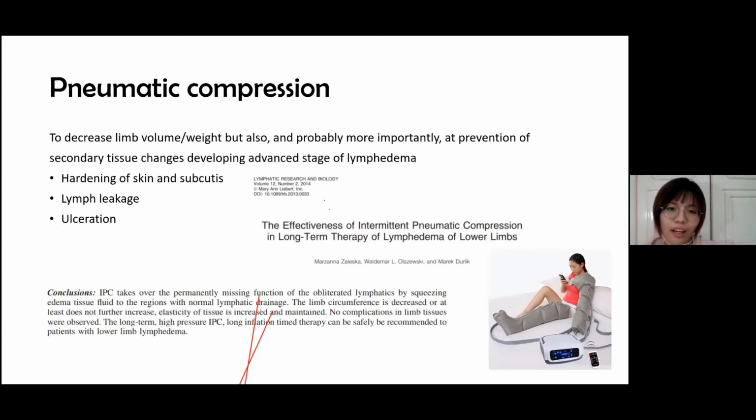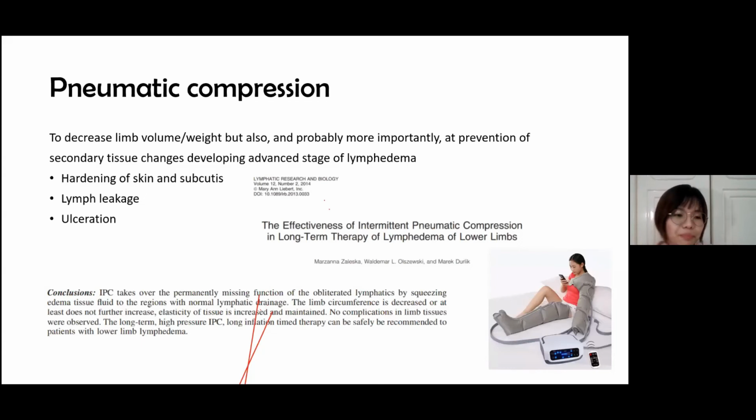This is the new technique, and it's a machine that gives some pressure to your limb so that you can pump the fluid, not only the superficial fluid but also the deep fluid, back into your body and increase the elasticity of the joint. Compared with the compression garment, the difference is that the compression garment just prevents the excess accumulation of fluid, but this pneumatic compression helps you to drain the deep fluid back to the normal circulation.